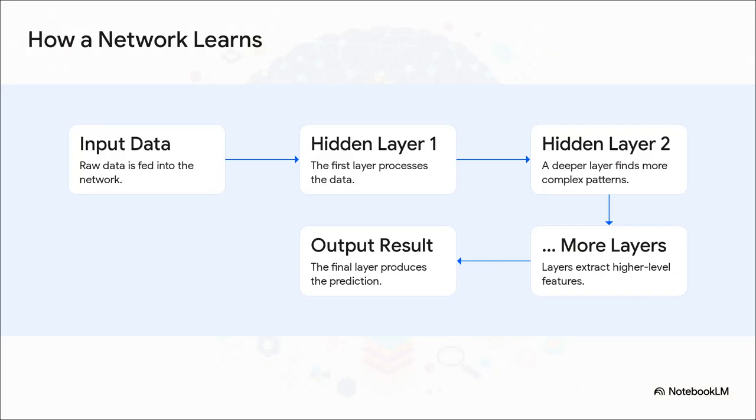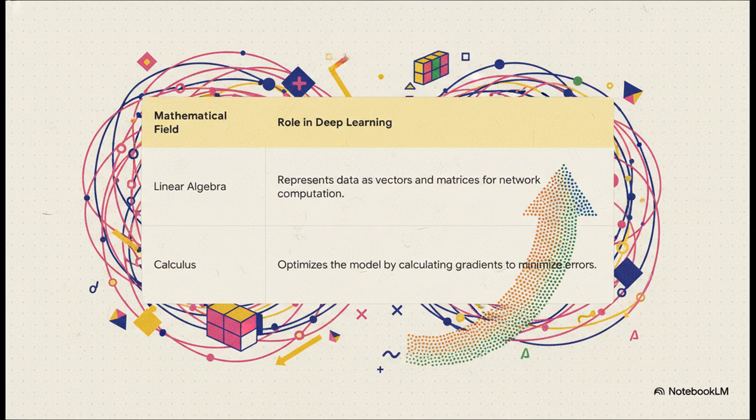This is a perfect way to visualize it. Data comes in at the top, into the first layer. That layer does some processing and passes its results to the next one, which then looks for even more complex patterns. And this continues, layer by layer, with each one learning something more abstract than the last, until finally, the last layer gives us the result. Now, of course, this isn't just magic. It's all driven by some really sophisticated math. You've got linear algebra, which gives us the tools to represent all that data in a way the network can work with, as vectors and matrices. And then you have calculus, which is what allows the network to actually learn by measuring its own errors and adjusting itself to get better and better over time.